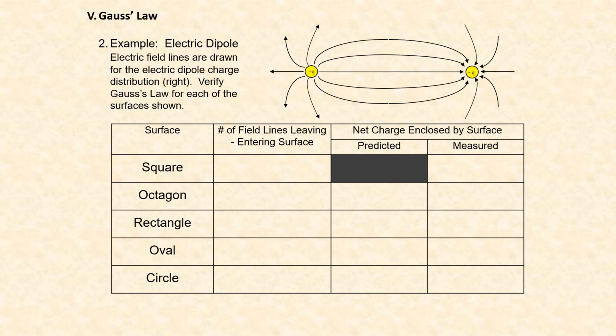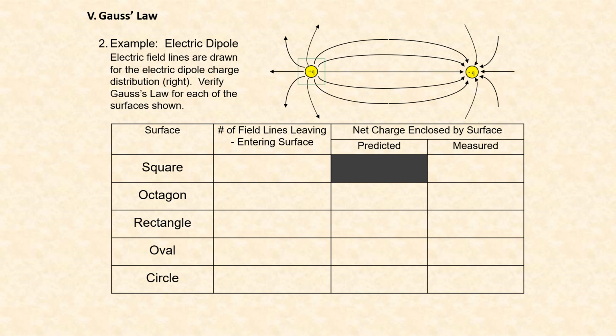So let's take a look at applying Gauss's law to a fairly simple example to see the correlation between the flux through a surface and the charge enclosed by the surface. In this example, we're asked to consider once again the electric dipole. Notice here that the electric field lines are drawn for the dipole configuration. And we're asked to verify Gauss's law for each of the surfaces shown. Right now there are no surfaces shown, but they will appear in time.